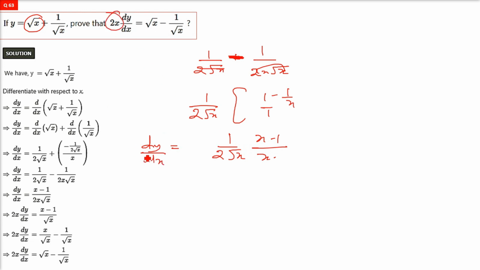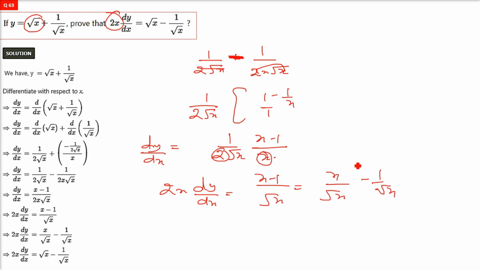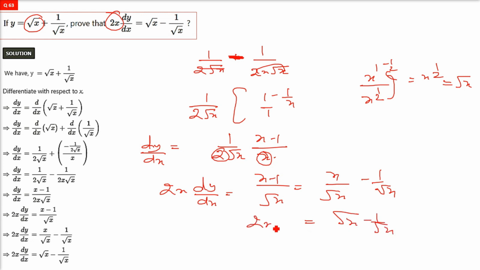Now you need a 2x here. So you can take these 2 and this x here. So I am taking 2x dy by dx here. What is remaining? X minus 1 by under root x. So just separate it. X by under root x minus 1 by under root x. X by under root x is nothing but root x. How? X to the power 1, x to the power half in the denominator. Half goes up. It is going to be negative. 1 minus half is half. So x to the power half is root x. It is root x minus 1 by root x. 2x dy by dx is this. I hope you got the idea. You have to write like what is given on the left.